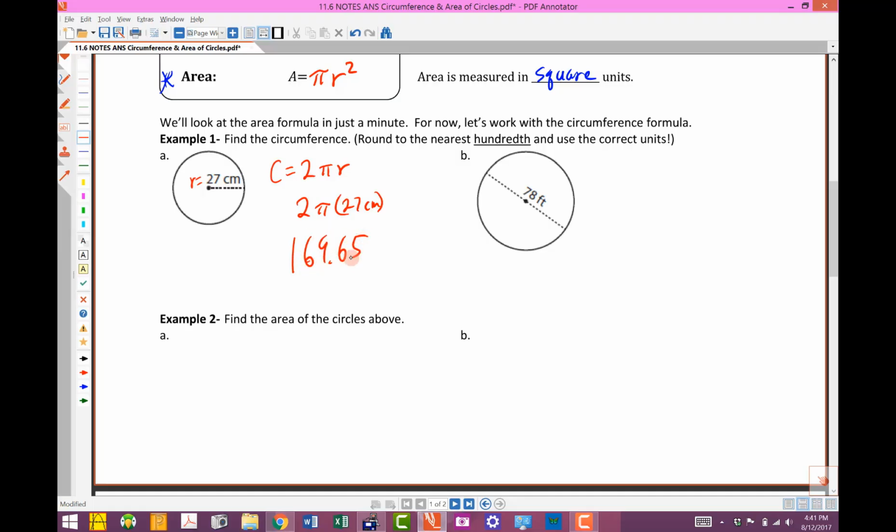169.65. So that's the answer, but remember we need units on this. This is a circumference, it's a distance around the outside, so that's just a linear measurement as we call it. It's just going to be centimeters.